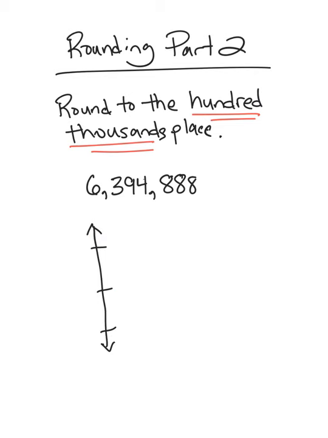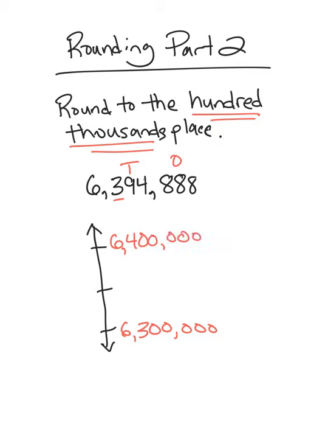Okay, here we have another number that we are going to round to the 100,000ths place. If we look at this number, of course, this is the ones period, and this is the thousands period. So this 3 is in the 100,000ths place. So down below, we have to put 6,300,000. So that is our low. So our high is going to be 6,400,000.